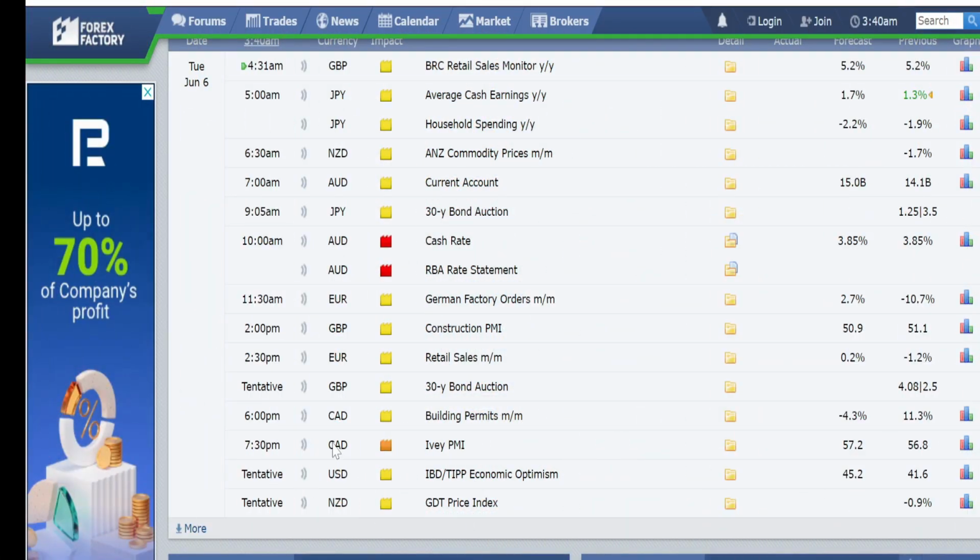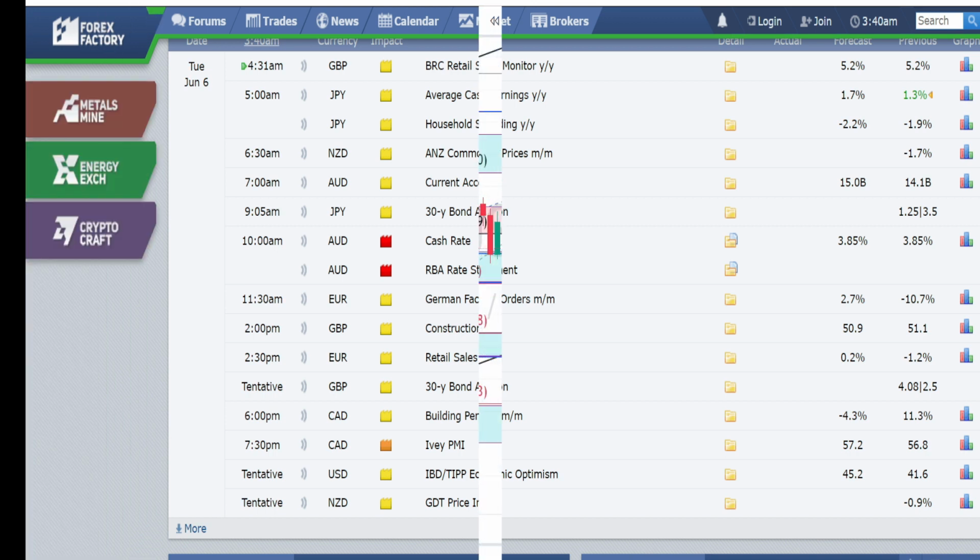So when we look at the economical events plan for today, Tuesday, June 6th, at 10:30 AM we have high impact news plan for Australian dollar related currency pairs. And at 7:30 PM, we have medium impact news plan for Canadian dollar related currency pairs. We don't have any high impact news plan for other major currency pairs, so we can expect low volatility in gold today. Let us proceed with our gold analysis.